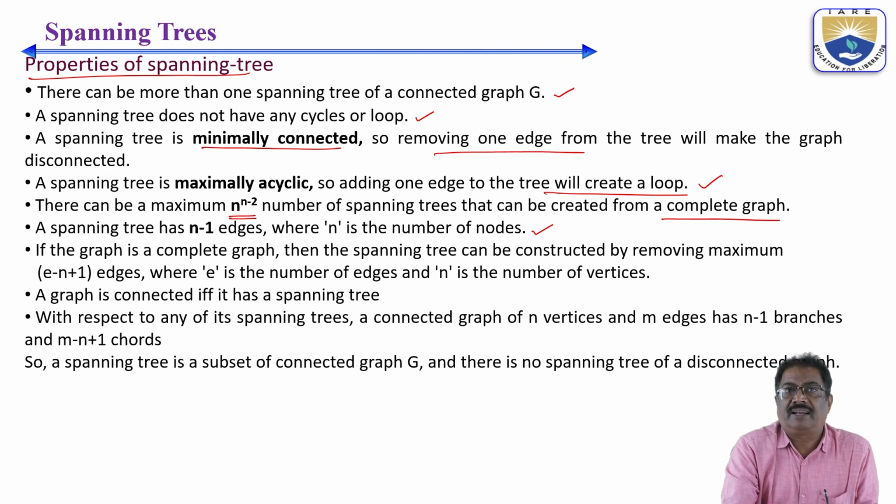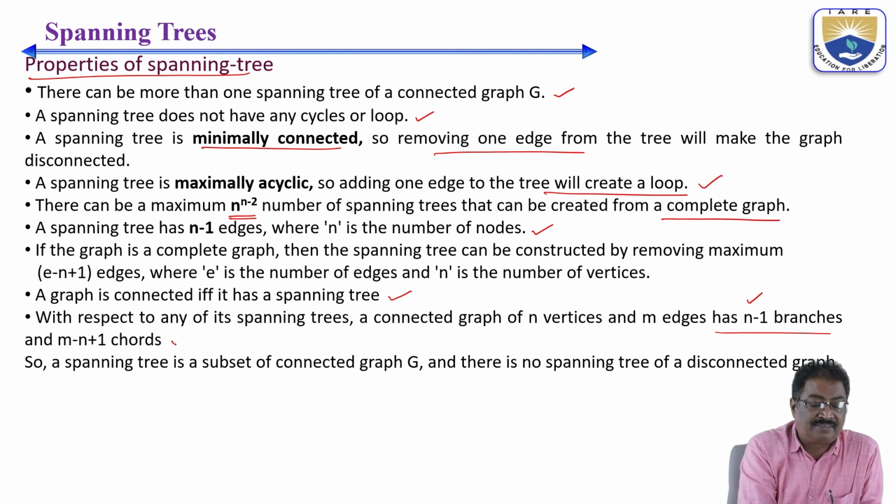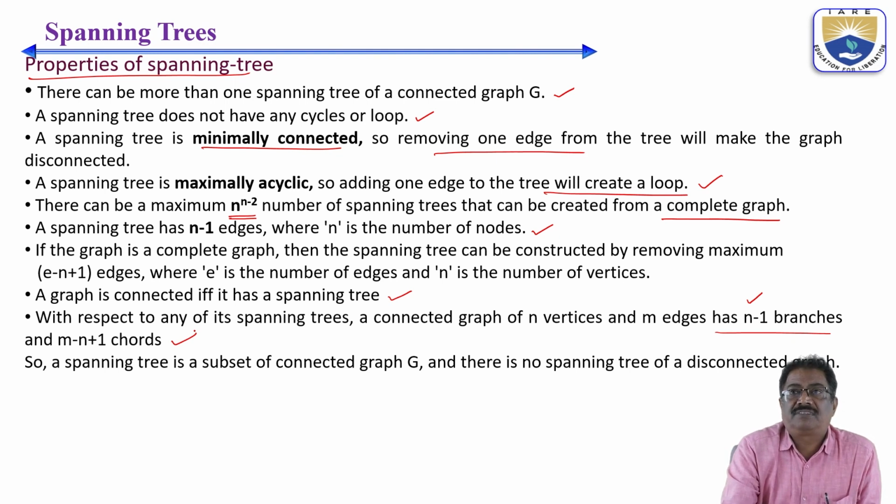A graph G is connected if and only if it has a spanning tree. That is one of the properties. With respect to any of these spanning trees, a connected graph with n vertices and m edges has n minus 1 branches and m minus n plus 1 chords. And we are going to discuss what the branches and what the chords are.